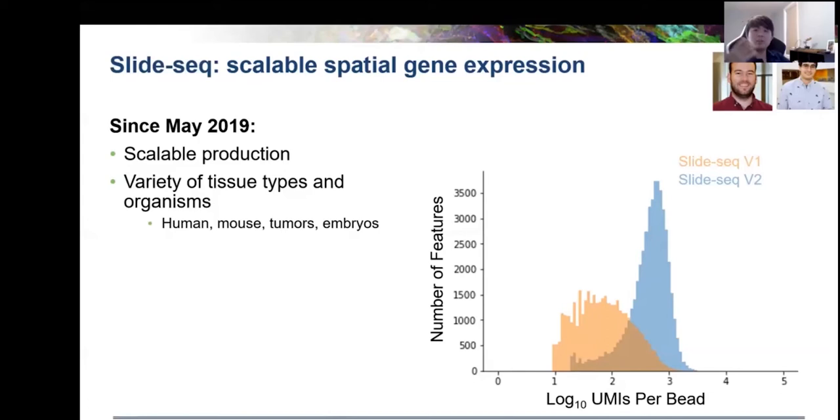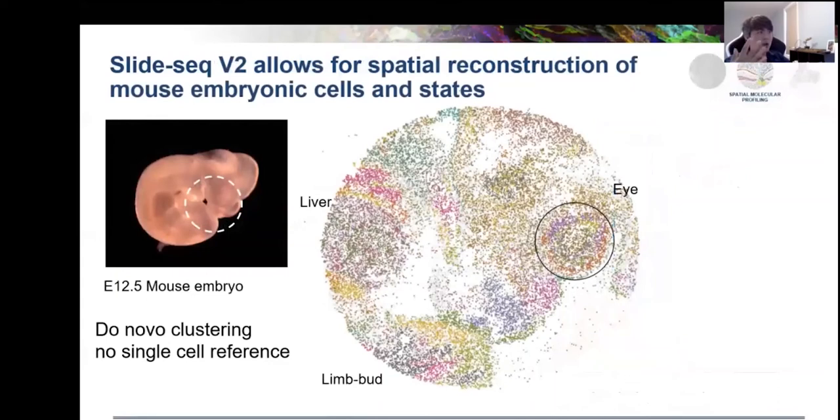But I want to show some preliminary work showing how these improvements in the protocol can be applied to dissect out molecular and spatial trajectories in development. This new version of the protocol, which we put on bioRxiv, and all of the data has also been uploaded to bioRxiv, so you can check it out. But the first thing is that Slide-seq V2 allows for de novo clustering of the data. And here we've applied Slide-seq V2 on the E12.5 mouse embryo.